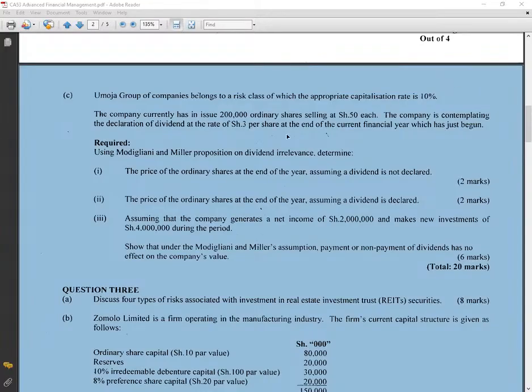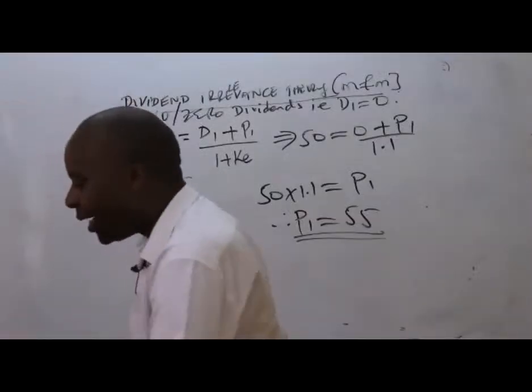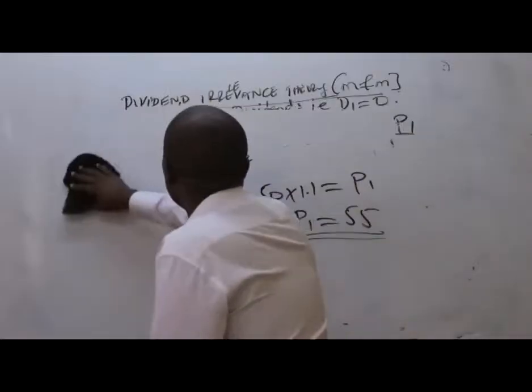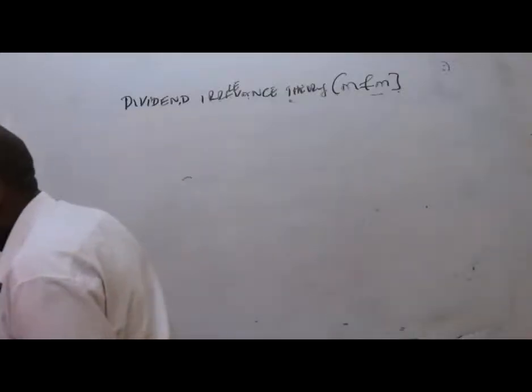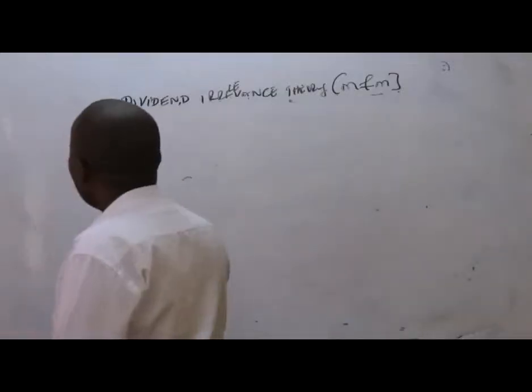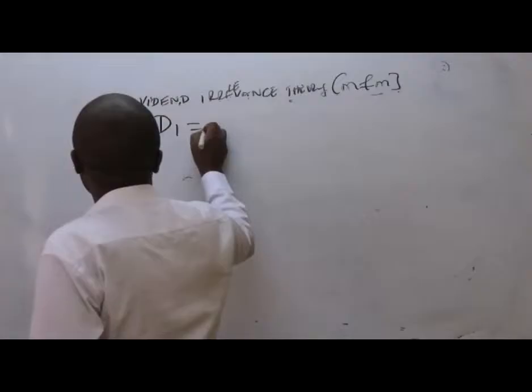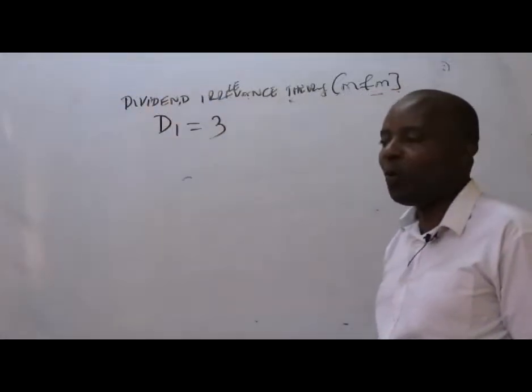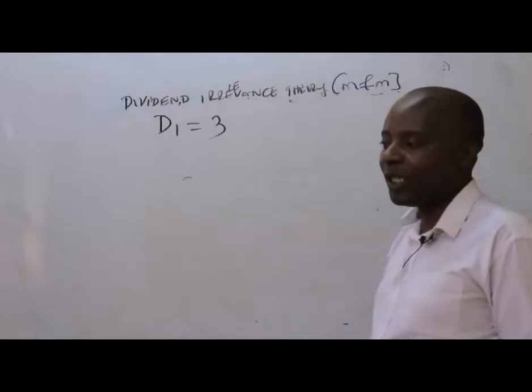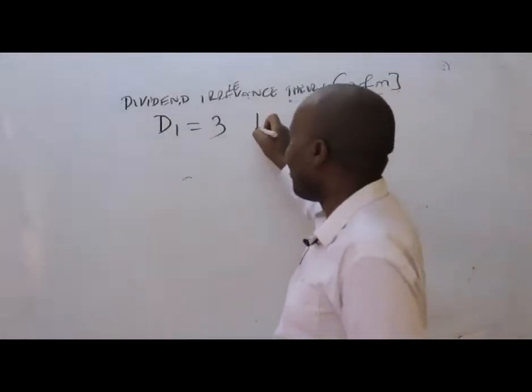But a dividend of how much? Remember, the dividend declaration we are contemplating is 3. So, ladies and gentlemen, that is quite an easy thing to do. What I need to do here is give them D1. If we declare the dividend, we can't declare any other thing apart from 3. And then, of course, the other factors will remain the same.